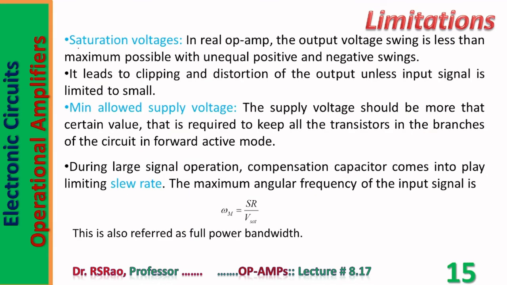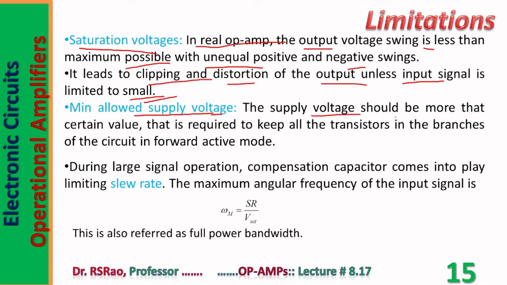Some more limitations. Saturation voltages. In a real op amp, the output voltage swing is less than maximum possible, with unequal positive and negative swings. It leads to clipping and distortion of the output unless the input signal is limited to small. This is another limitation. Unless it is properly addressed, unless it is taken into account in the design, it results in clipping and distortion.